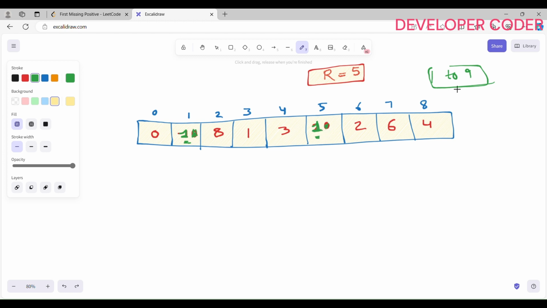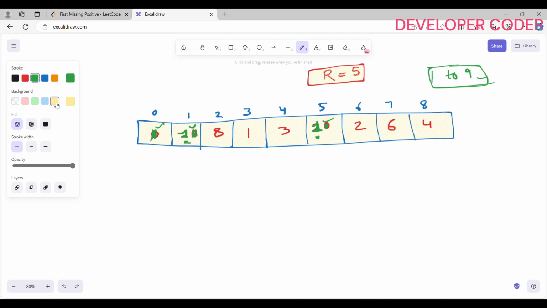Because I am searching from 1 to n, if there are any negative integers or zero, let's make them 1 as well. So I am going to make this number as 1, this as 1. This 8 is in between the range, and this 20 is not in the range, so I am going to change it to 1. Okay, so we are all set. We have made the changes.